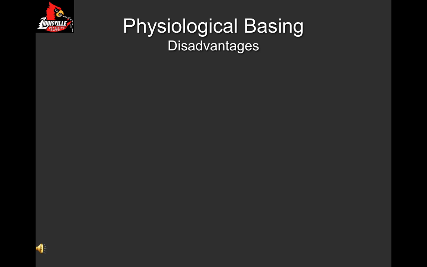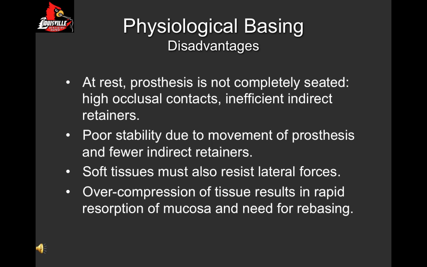The disadvantages of the physiologic basing design are as follows. 1. At rest, the prosthesis is not completely seated. You can have high occlusal contacts and inefficient indirect retainers. 2. There's poor stability due to movement of the prosthesis and fewer indirect retainers are functioning. 3. The soft tissues must also resist lateral forces. And 4. Overcompression of the tissue results in rapid resorption of the mucosa and the need for rebasing.